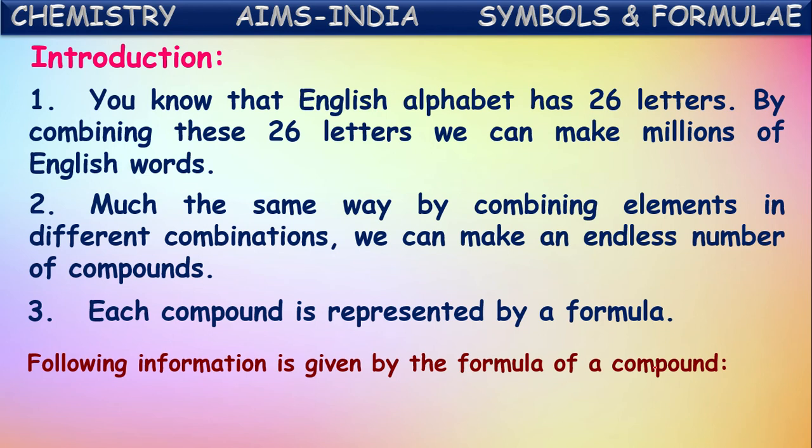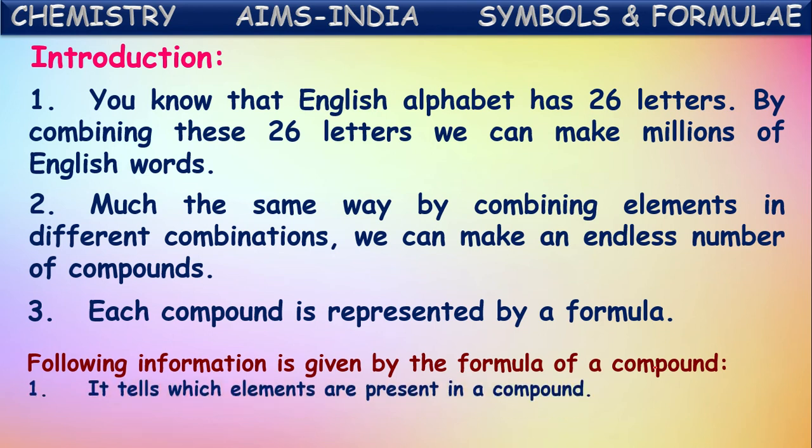So we can get the following information from the formula of a compound. One of them is that it tells us which elements are present in a compound. Earlier we saw the example of the compound formula CaCO3, the chemical formula of calcium carbonate. It tells which elements are present in calcium carbonate: calcium, carbon and oxygen. These three elements combine in a fixed particular ratio to form the compound calcium carbonate. So that information is given by the formula of a compound.